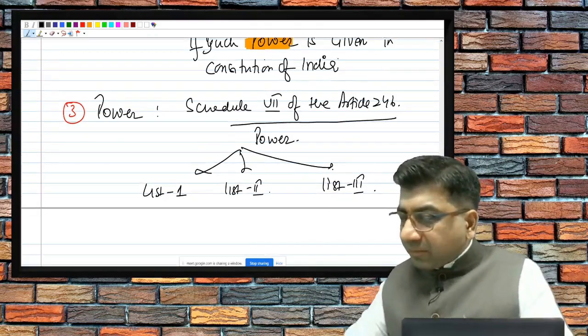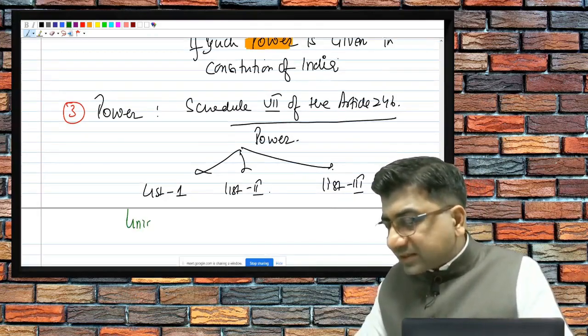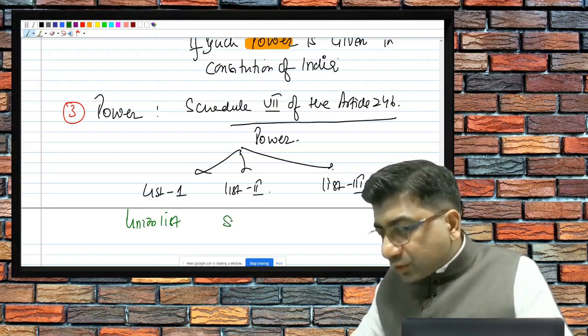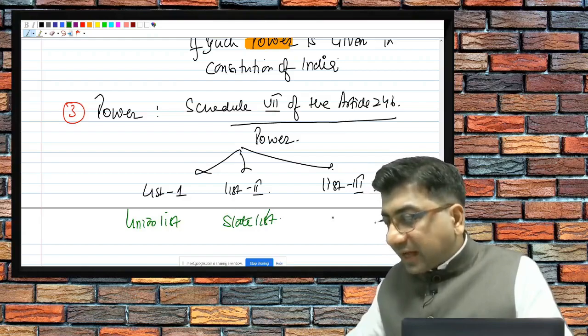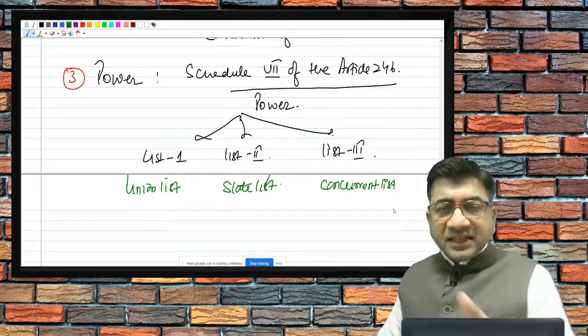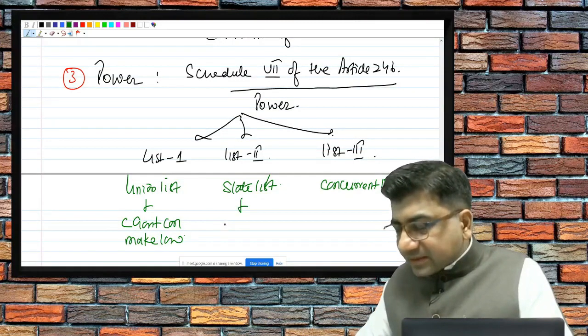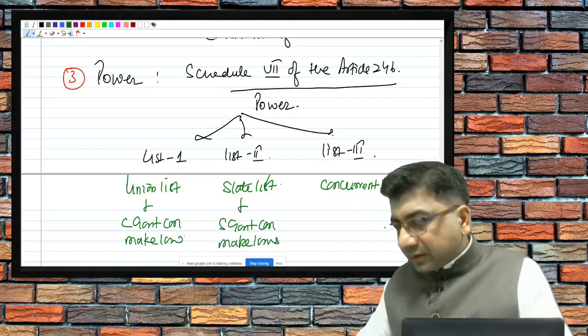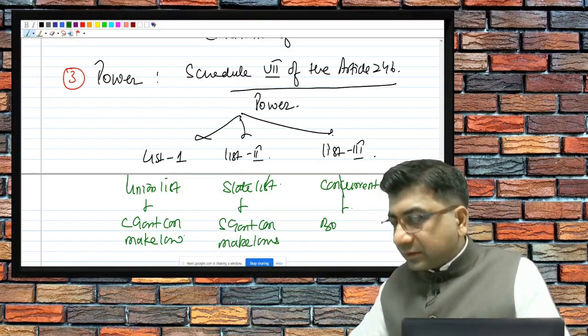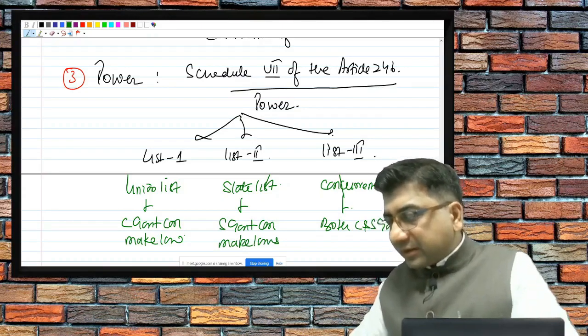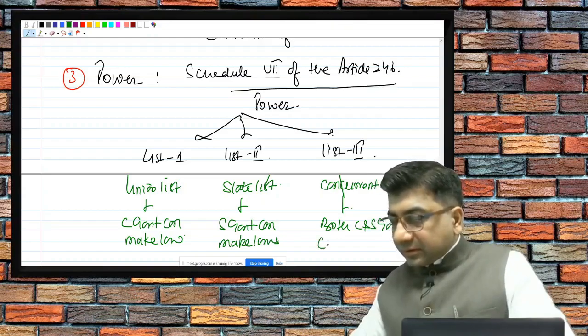And list 1, my dear friends, is known as Union List. List 2 is known as State List. And list 3 is known as Concurrent List. For items in list 1, the central government can make laws. For the State list, the state government can make laws. And for the Concurrent list, both central and state government can.